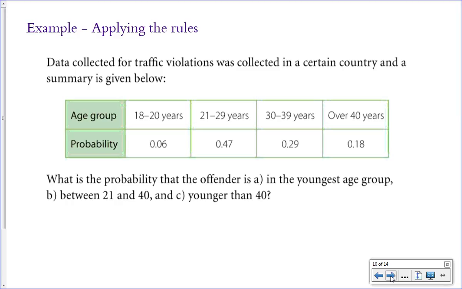Are these age groups mutually exclusive? Yes, because a single offender can't possibly fall into more than one of these groups, right? These would be 4 separate circles if we were doing a Venn diagram of the young folks, then the 21 to 29, then the 30 to 39, that would be a whole separate circle, and over 40 would be a whole separate circle. So when you have separate circles or mutually exclusive events, you can add their separate probabilities together to get the probability that one or the other is going to happen. That's the addition rule for mutually exclusive events in action.